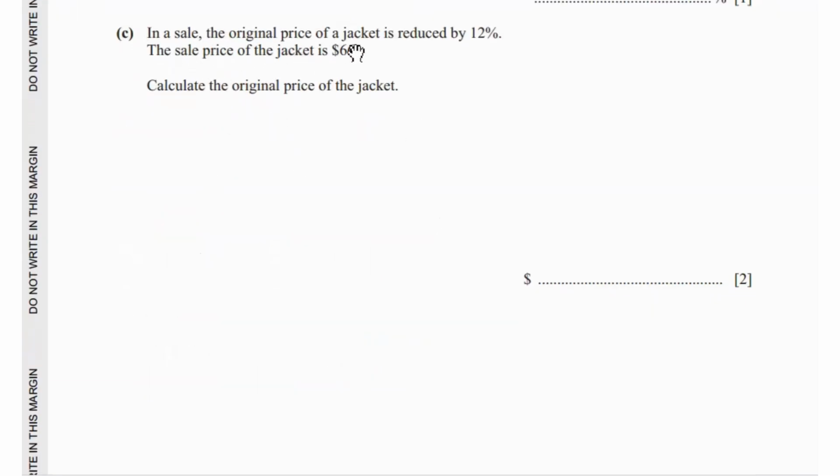Then it says in a sale, the original price of a jacket is reduced by 12%. The sale price of the jacket is given as 66. We have to calculate the original price of the jacket. So if the sale price is 66, that means it represents 88% of the original price. Since the price is reduced by 12%, that means the new price is going to be 88% of the old price. So let's use that.